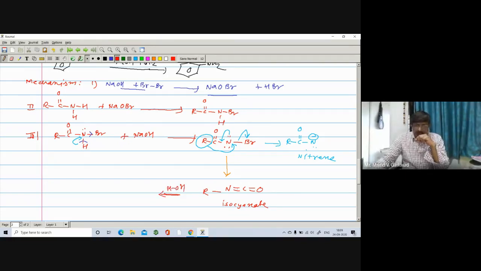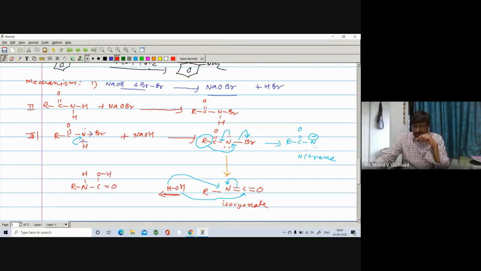Here the nitrogen is more electronegative as compared to carbon, so the pi bond will open on the nitrogen, right? Nitrogen negative, carbon positive. So this H positive will attack on this N negative, and this OH negative will attack on this C positive, and you are getting such a type of R. Here is an N, here is a C, here is a double bond, addition of H, addition of OH, right?